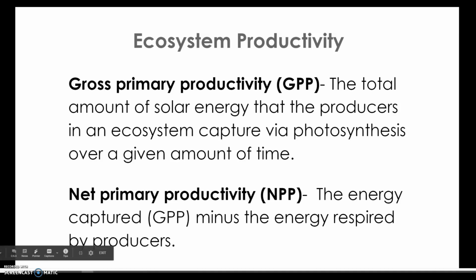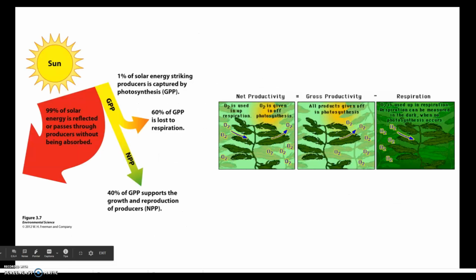Yeah, I apologize. Okay, so here's a couple of different pictures that show this. The one on the left is showing you that out of all the energy that the sun provides, plants and producers take in this energy. So the total of that is what? The GPP, okay? So the GPP is the total that the plants take in.